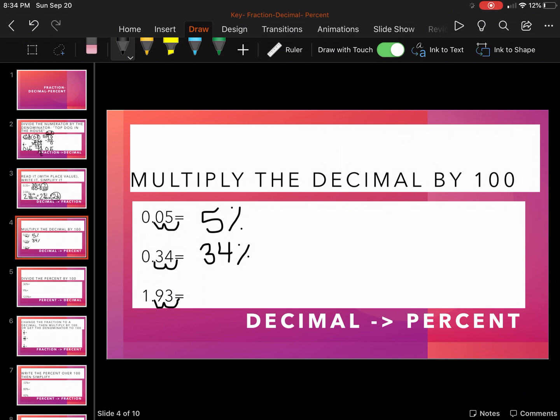This one is going to be, percent is always out of 100, right? The hundredths place, that's why it's 5% and 34%. So this one is 1 whole, so it's going to be 193%. Okay, multiply it by 100.